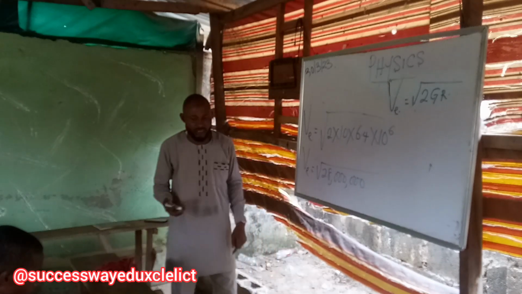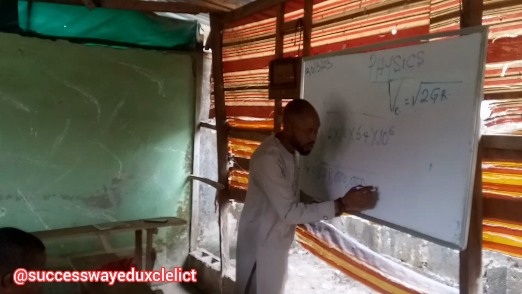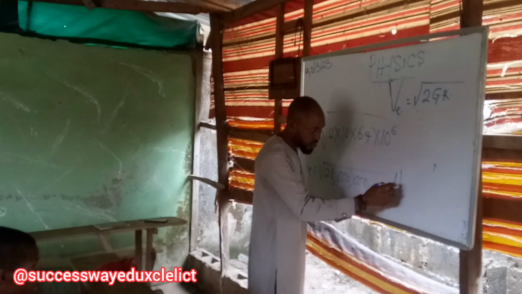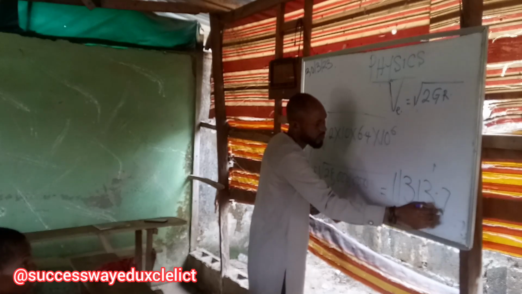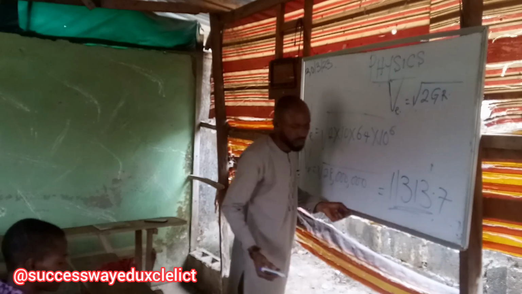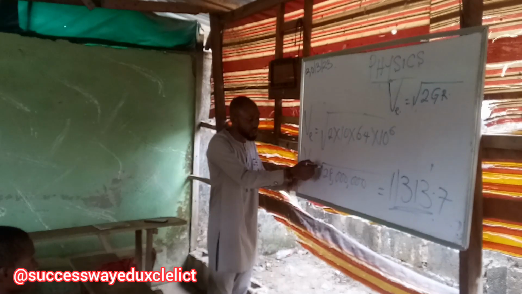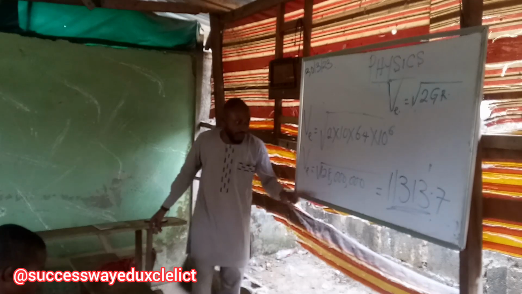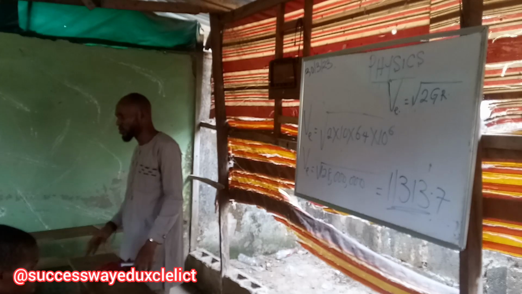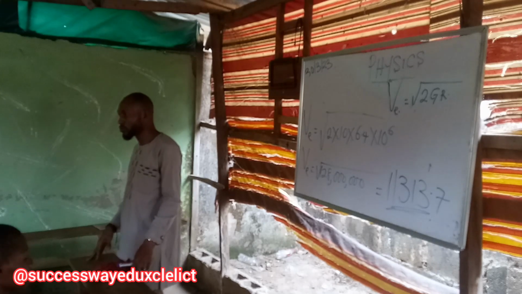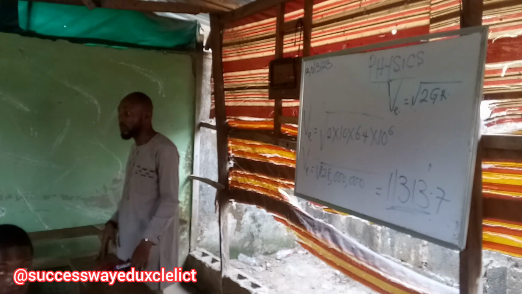If you do this, you're having the square root of this. 1131. 313.7. Okay, when you do this, so when you square this, you should be able to have something similar to that. That's all. Straightforward question. So the only challenge here is you knowing the formula for escape velocity.